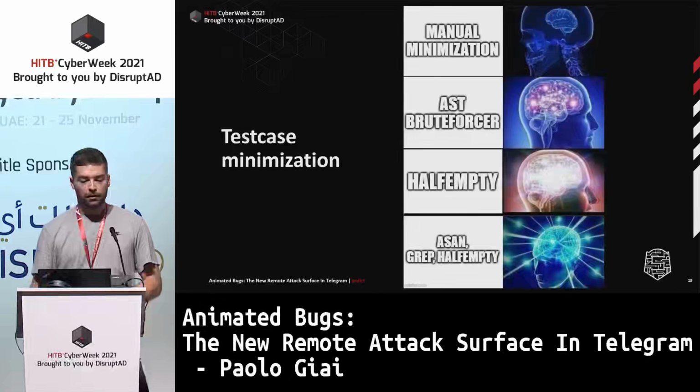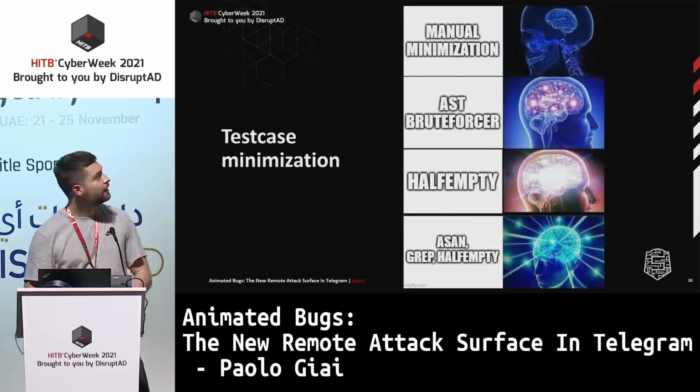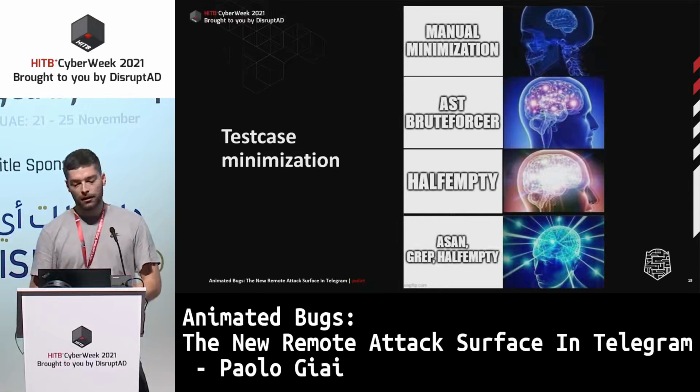So by using both halfempty and ASAN and grep. So basically, this could be like the steps you can use. Of course, manual minimization was not an option for me, actually. An AST brute forcer would have required an AST-aware parser and decoder, which again required quite some work.